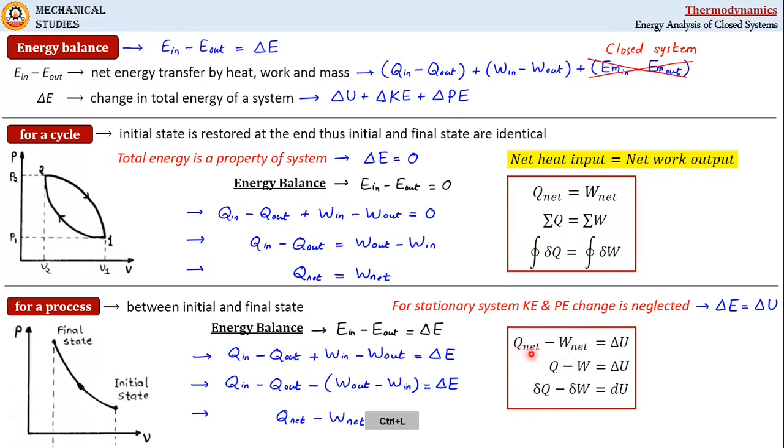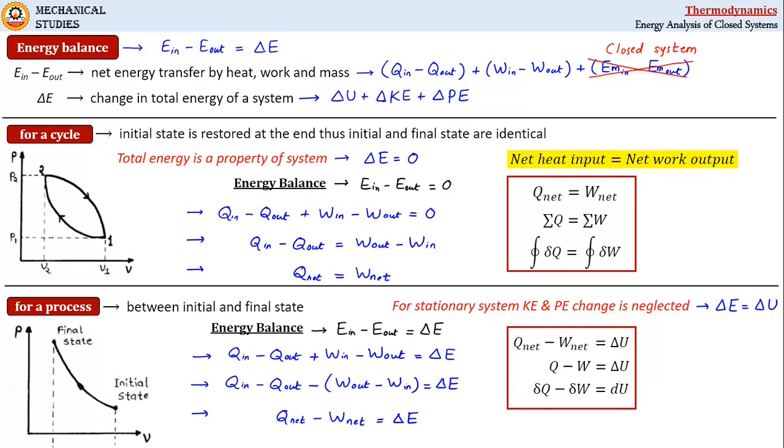Most of the time this suffix net is not used and it is simply written as Q minus W is equal to delta U. So this is a generalized form of first law of thermodynamics. Second one you can see here, this is a differential form which is written as del Q minus del W is equal to dU. So this is differential form of first law of thermodynamics applied to a closed system undergoing a process. Now please remember here in these expressions heat, work and internal energy are total quantities. That's why they are written in capital letters.